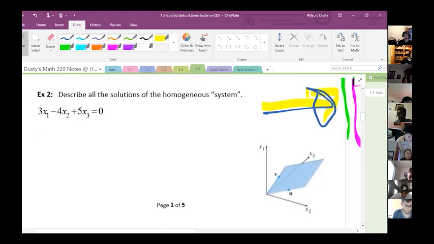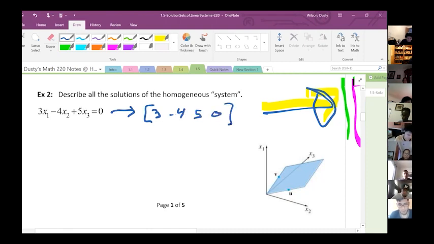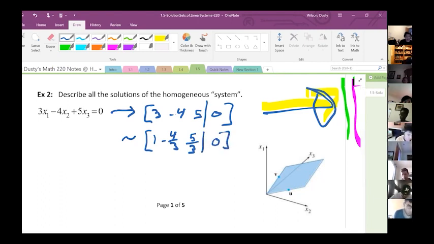Yeah. So describe all solutions of the homogeneous system 3x1 minus 4x2 plus 5x3 equals 0. This is a kind of boring matrix. So we could write this as 3, minus 4, 5, 0, like that. And you could dump this into your calculator, but don't overthink. We could just divide everything by 3: 1, minus 4 over 3, 5 over 3, and 0 again.